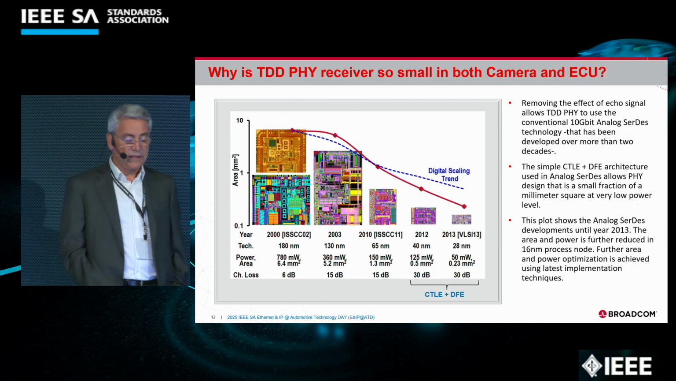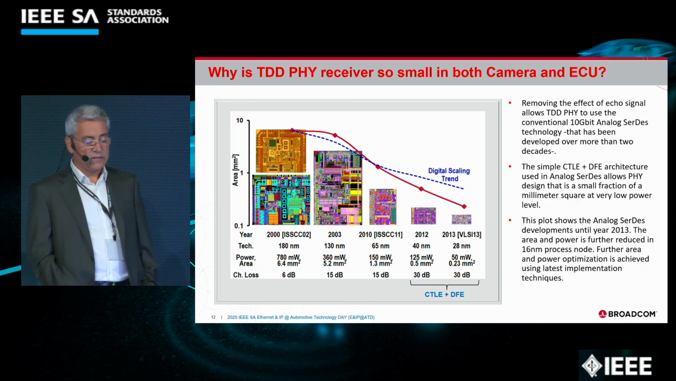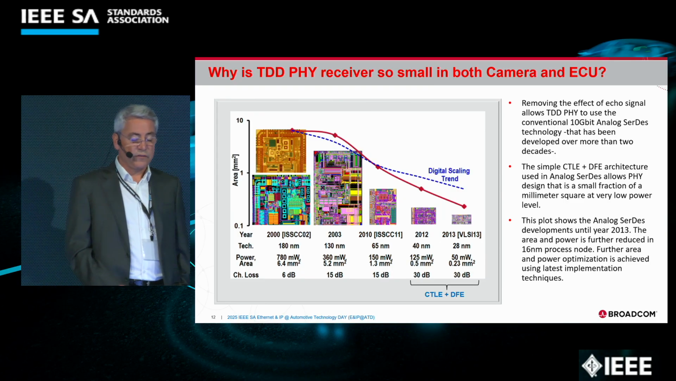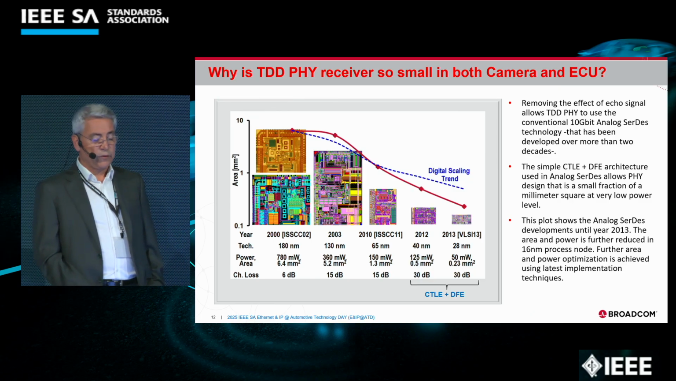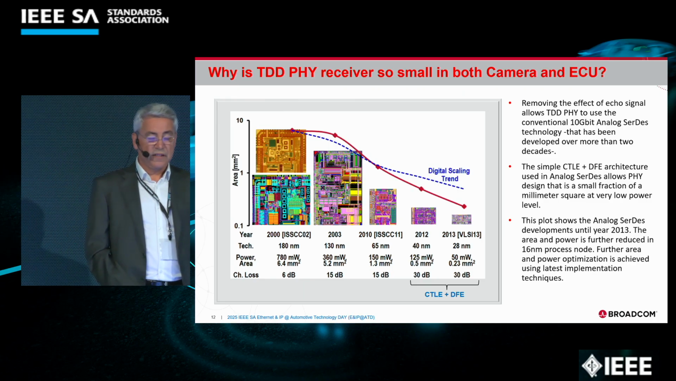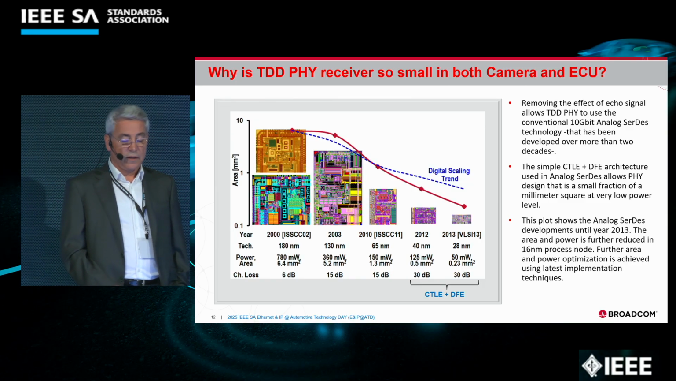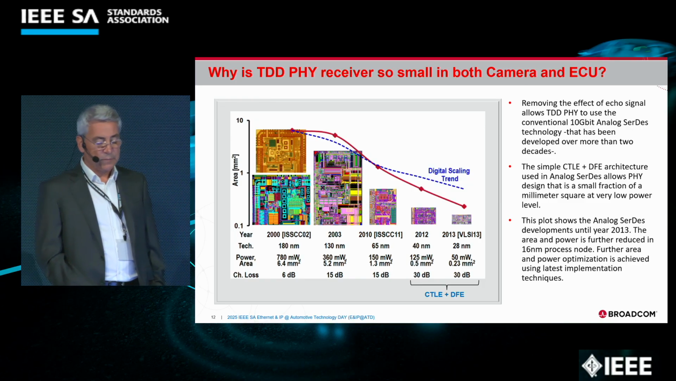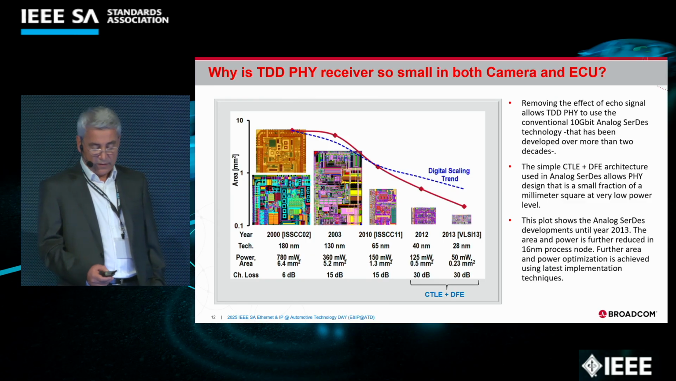So if you look at the 28 nanometer in 2013, the power for 8-port is about 50 milliwatts, and the area is 0.23 millimeters square. So if you scale it down to 1 port, the area is about 0.03 millimeters square for the camera receiver, for example, which is in line with the analysis that was shown in the previous slide. So in other words, further area and power optimization can even be achieved using the latest implementation techniques.